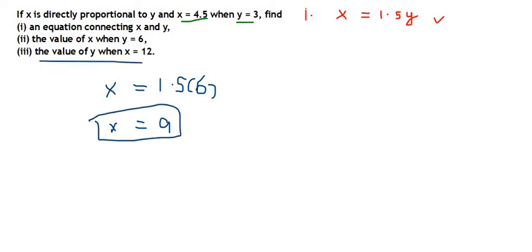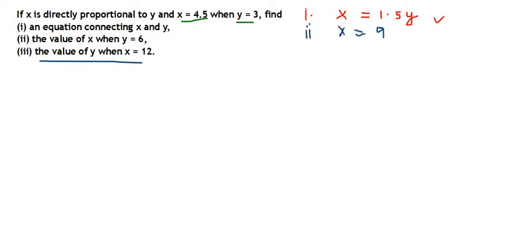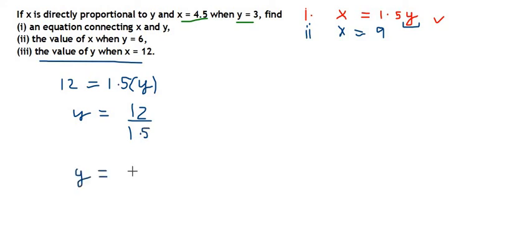Now we have to find the value of y when x is equal to 12. So we write 12 equals 1.5, and then the value of y, which is not given, so we just write y over here. Now we divide both sides by 1.5, so we get y is equal to 12 by 1.5. The answer we get is 8. 12 divided by 1.5 is 8.